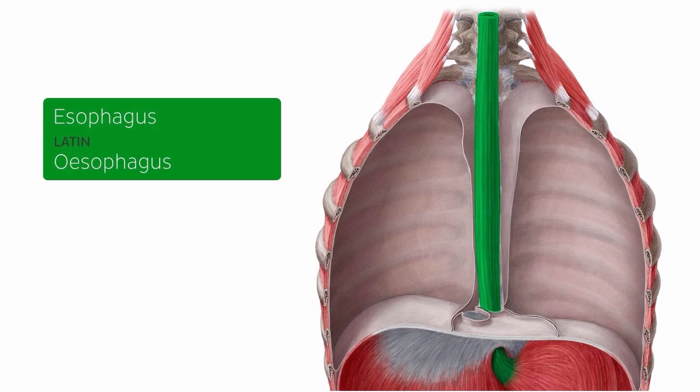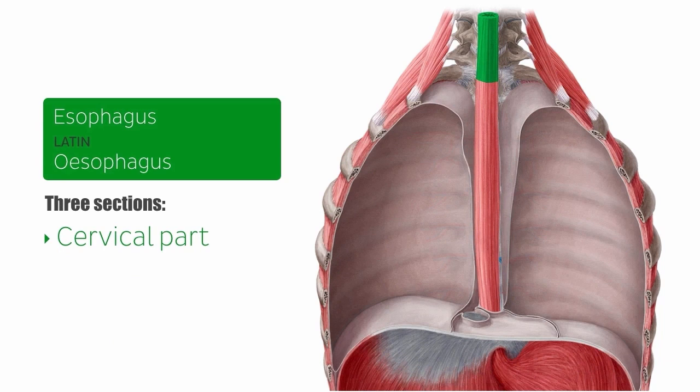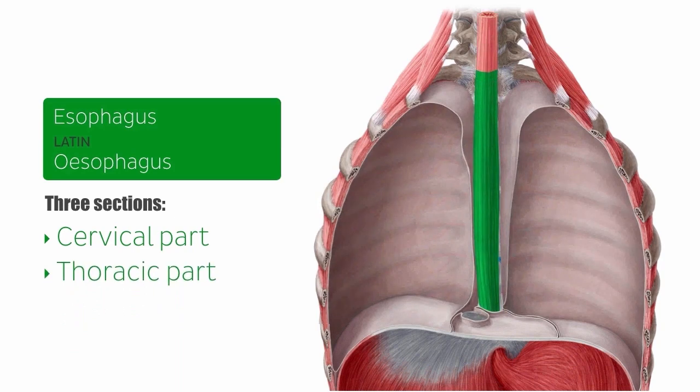The esophagus can be divided into 3 sections: the cervical part, which extends from about the level of the 6th cervical vertebral body to the level of the 1st thoracic vertebral body. The thoracic part, which is the longest part of the esophagus, extends from the level of the 1st thoracic vertebral body to the esophageal hiatus of the diaphragm at approximately the level of the 11th thoracic vertebral body. This part of the esophagus is found in the superior and posterior mediastinum.